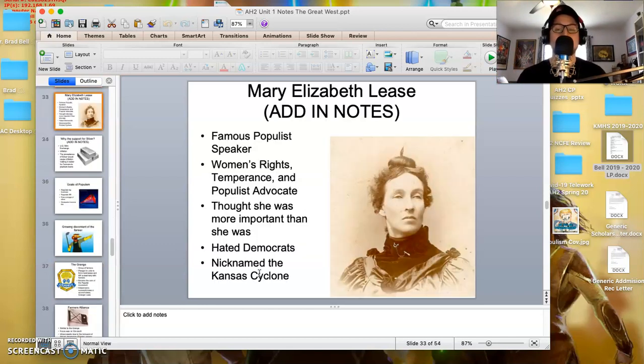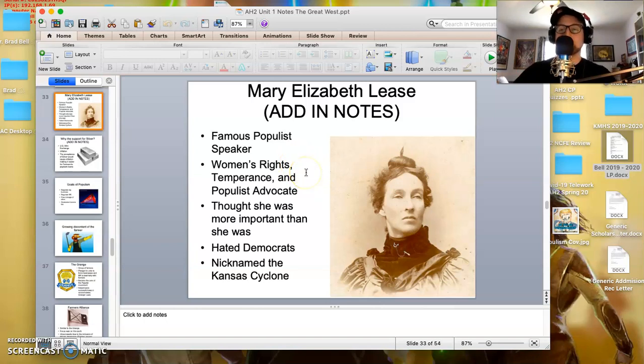The second in charge of the Populist Party, or the second face of the Populist Party, was Mary Elizabeth Lease. She is what Elizabeth Warren is to Bernie Sanders, as far as Elizabeth Lease is to William Jennings Bryan. Now, at this time, people weren't ready for a female leader in politics, let alone a female president, which unfortunately we still haven't had.